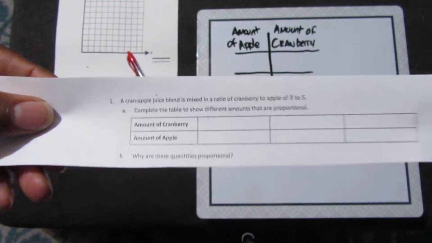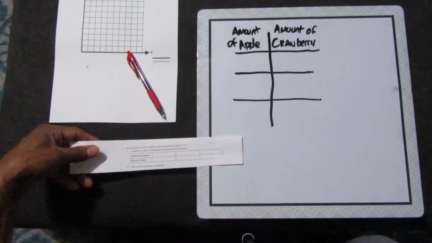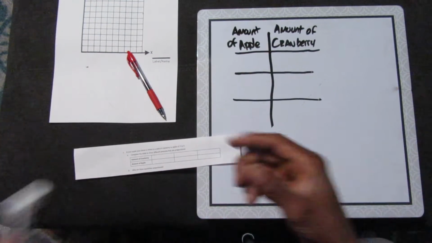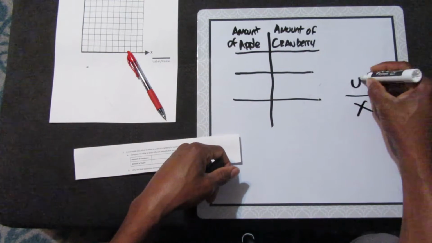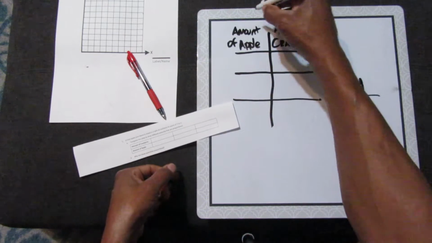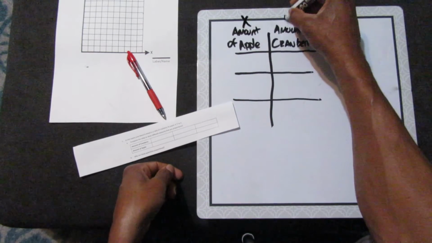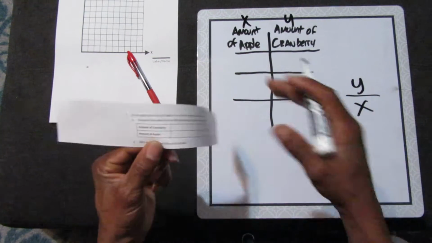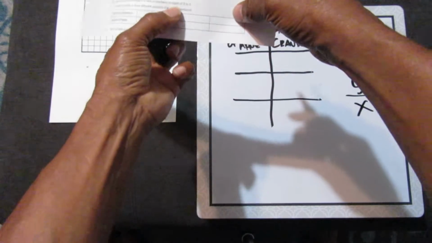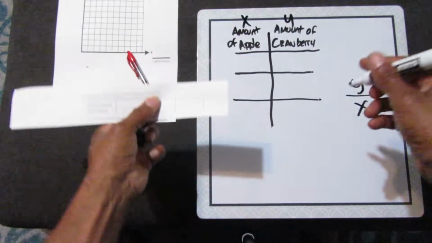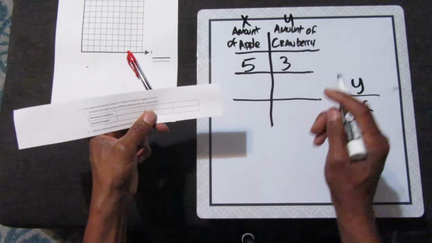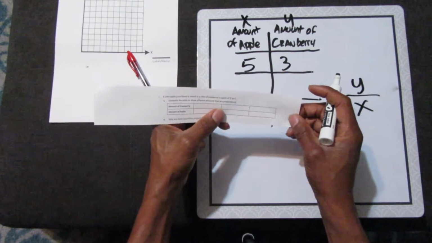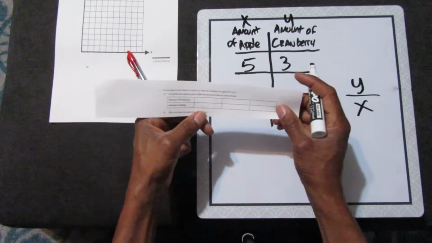What did we say about in class? Parents, if you're watching this in class, we talked about the idea of the x and the y. So if I want to, I can put an x here and a y here, because remember it said the apple is 5. So the amount of apple in the first one is 5, and the ratio is 3:5.